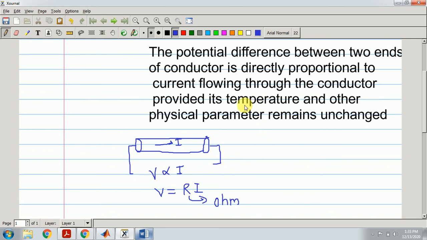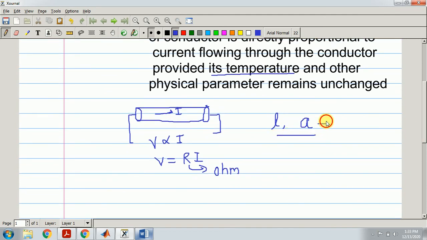Here two things are also very important: Ohm's law is valid with two basic conditions. One is temperature and another is physical parameters. So what about physical parameters? Physical parameters are two. One is the length of the conductor and another is the area of the conductor. These should remain unchanged, so they will be constant. And another part is temperature, which should also be constant, right?